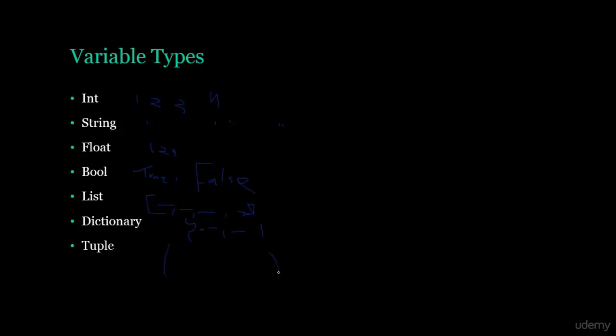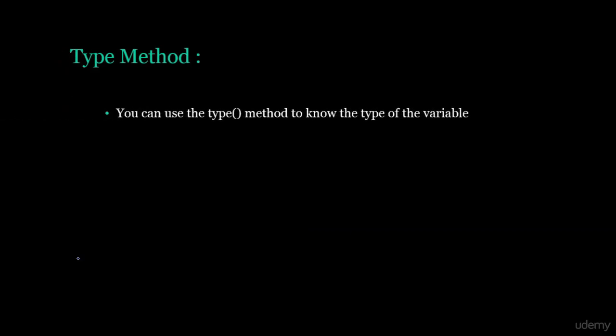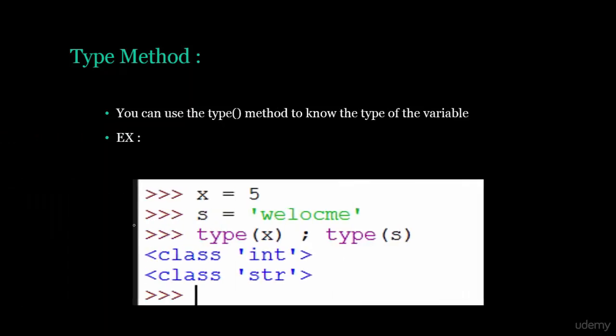Okay, we will talk in detail about strings, lists, dictionaries, and tuples in the rest of our course, and the methods which we can apply to these strings, lists, dictionaries, and tuples to do some operations on our types here. Okay. Type method. What if you want to know the type of this variable? There is a type method. This method is built into our Python shell. You can use this method to know the type of your variable.